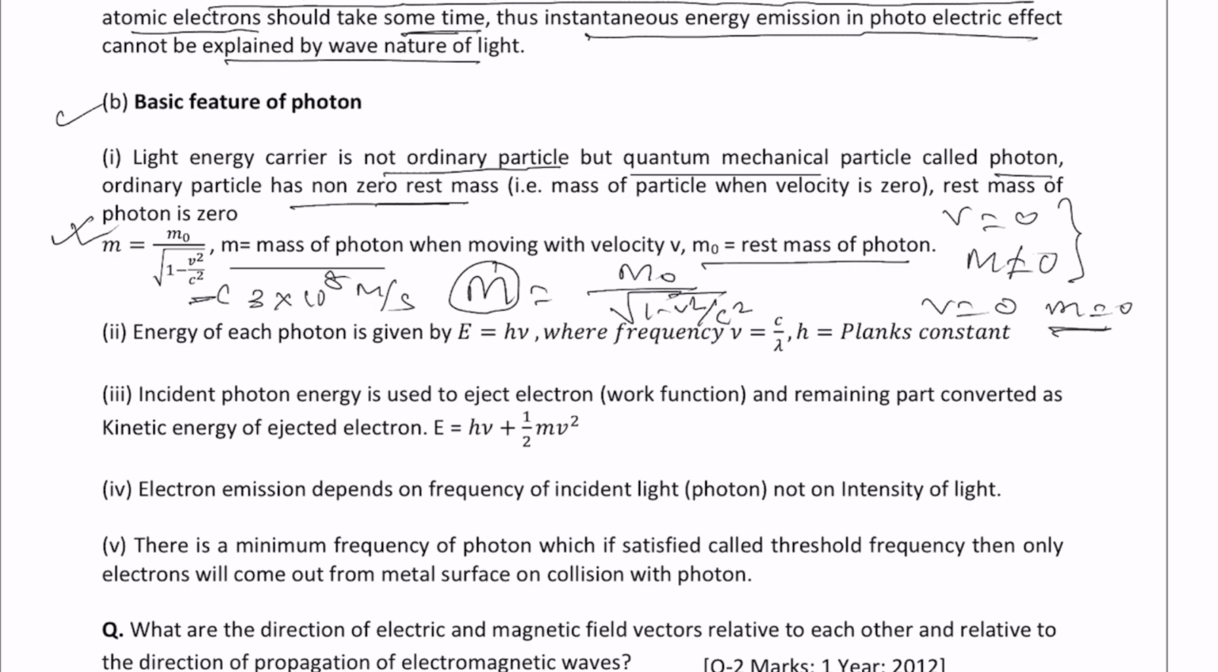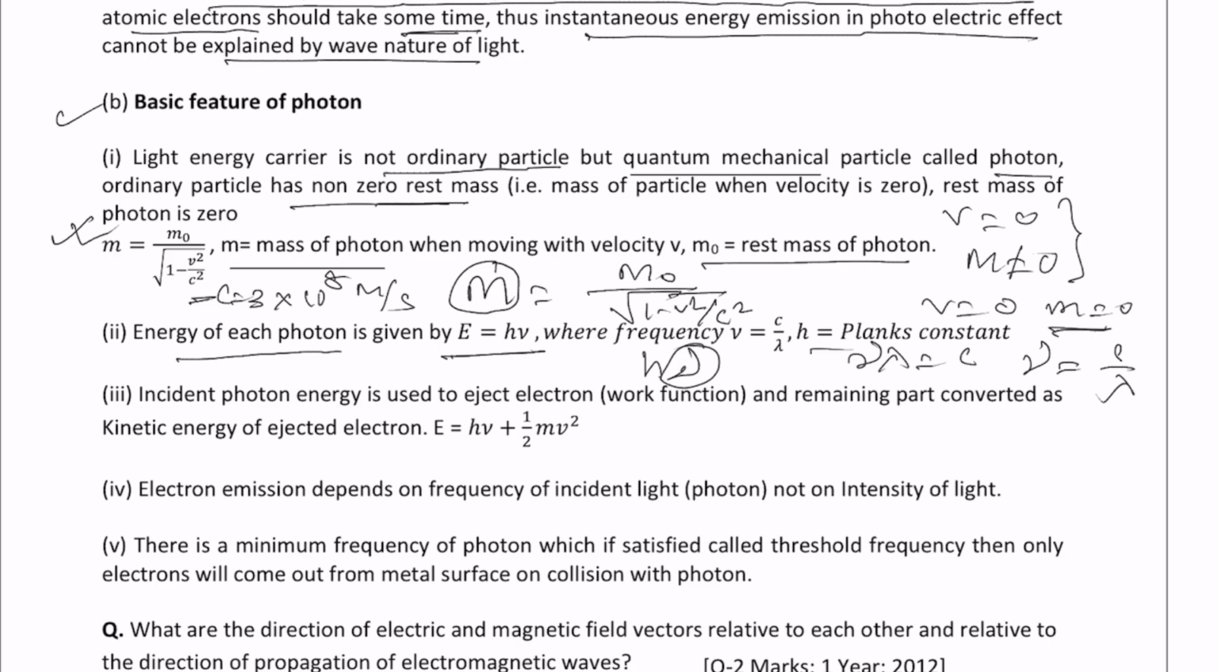This is the value of c. So the energy of each photon is given by h into nu, where h is the Planck's constant and nu is the frequency of the incident wave. And frequency into wavelength is velocity, so you can replace frequency by c by lambda, okay?